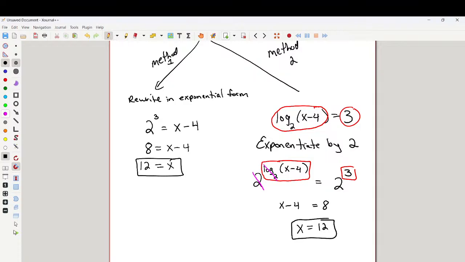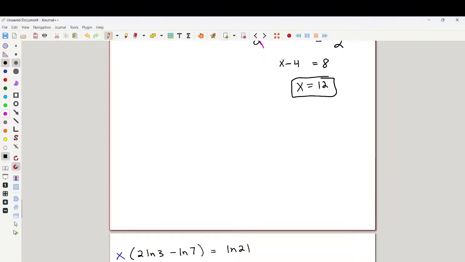And that's pretty much how you solve log equations. We're just going to look at a few more rigorous examples, but that's the idea of it. Either rewrite it in its exponential form or exponentiate to cancel out the base.